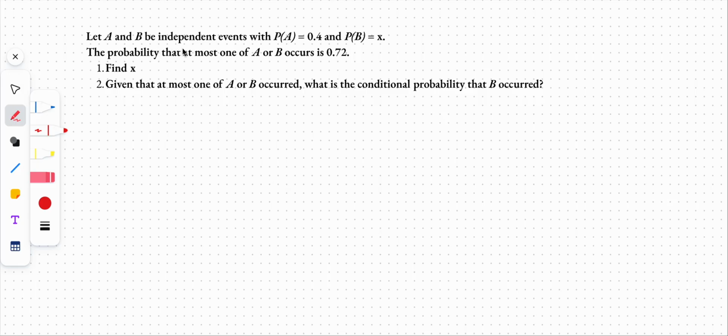So let A and B be independent events where the probability of A is 0.4 and the probability of B is x. The probability that at most one of A or B occurs is 0.72. So what we need to do is find x, and then, given that at most one of A or B occurred, we need to find the conditional probability that B occurred.